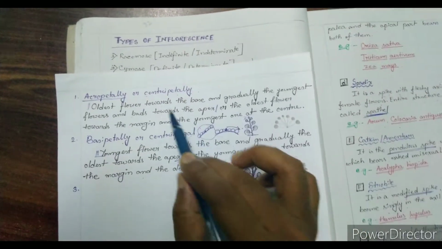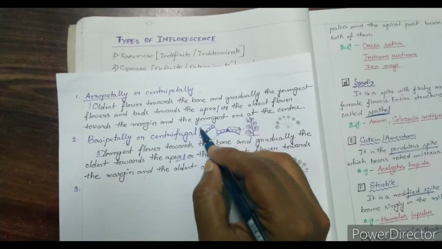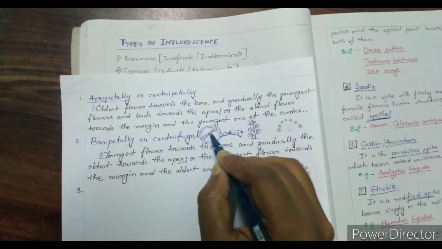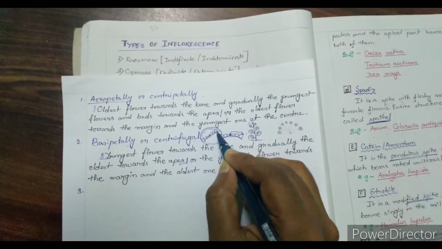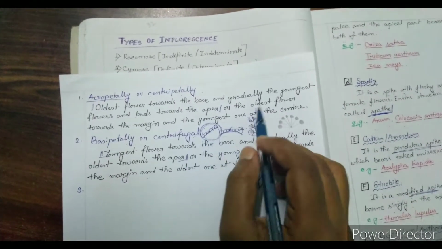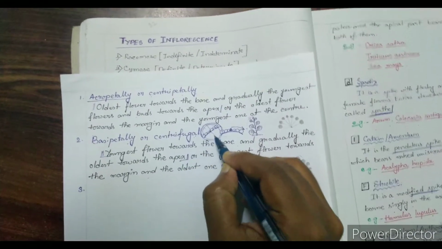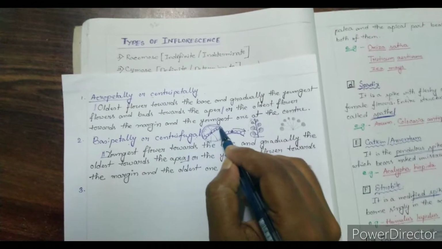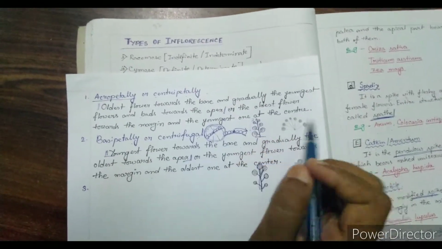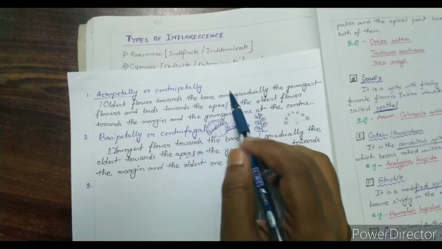Next, this is centripetal. If this is the receptacle, a roundish structure or thalamus type of structure, here the arrangement of flowers looks like this. The oldest flower is toward the margin, like this way, like this way, and the youngest flower is at the center. This type of arrangement is called centripetal.